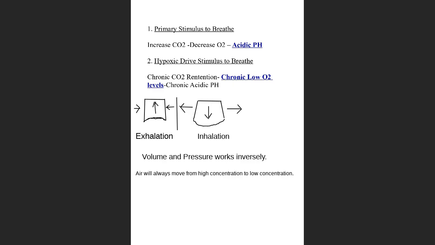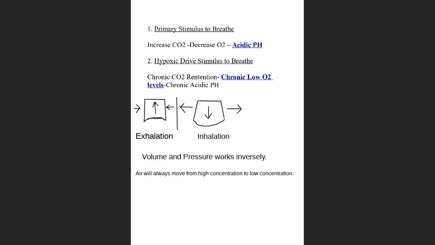What are the take-home points from that? The primary stimulus to breathe comes from the brainstem. The brainstem doesn't actually pick up changes in gas. It picks up changes in the pH. So it picks up when the pH becomes too acidic or too alkaline, and it adjusts the breathing accordingly. But if the pH is too acidic, it is as a result of increased CO2 in the body. Right? So that's the primary stimulus to breathe.